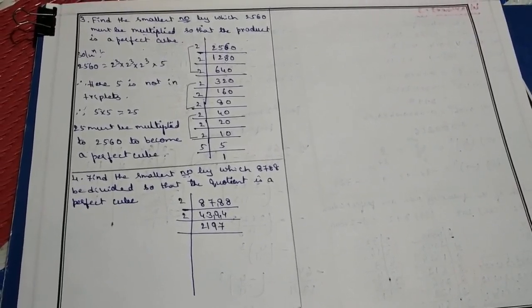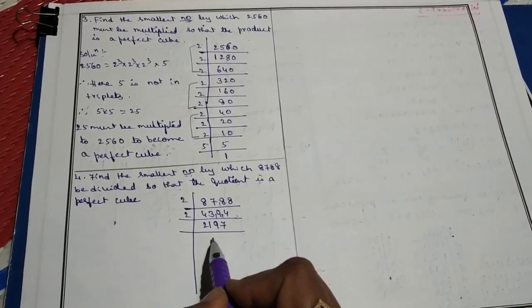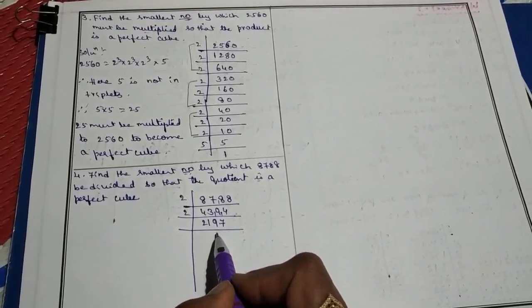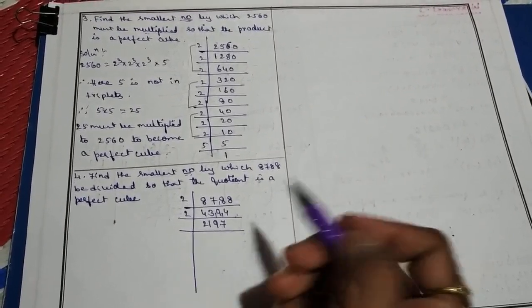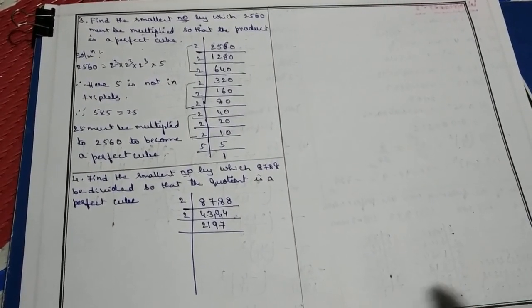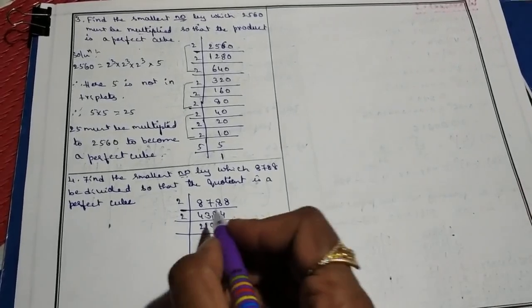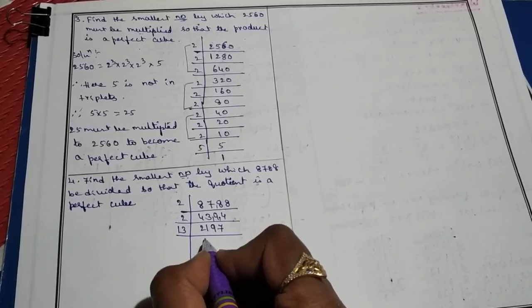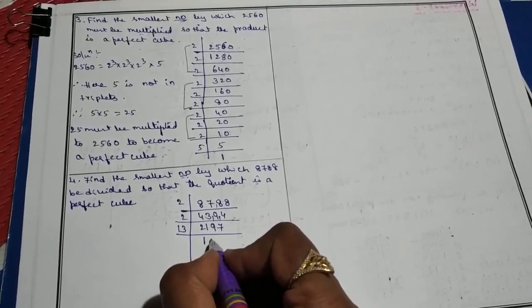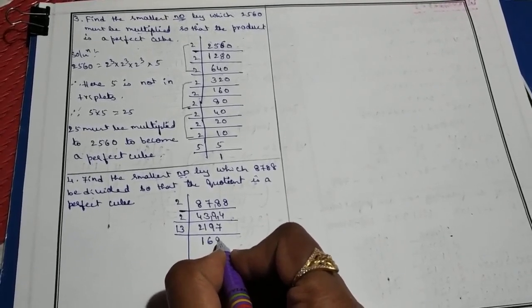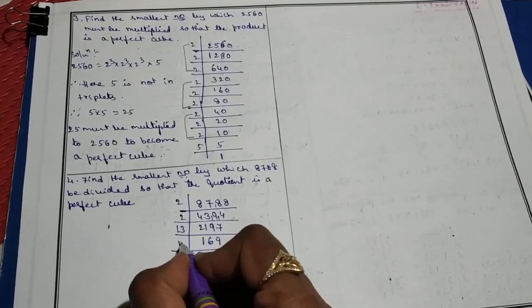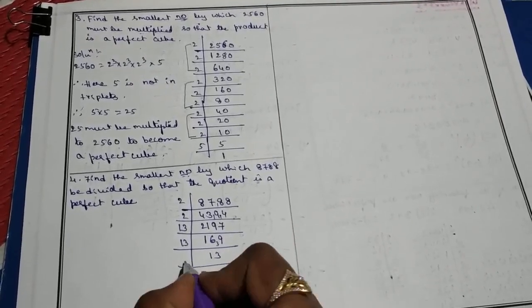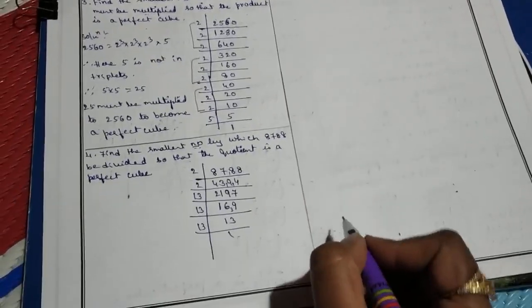Next prime number is 11. To check with 11, 11 1s are 11. So here remains 10, 11 9s are 99. Then 10, 1 or 7 doesn't come in the 11 table. So let me go with 13. 13 1s are 13. 13 6s are, 13 9s are. Then 13 1s are 13. 13 3s are. Then 13 1s are.